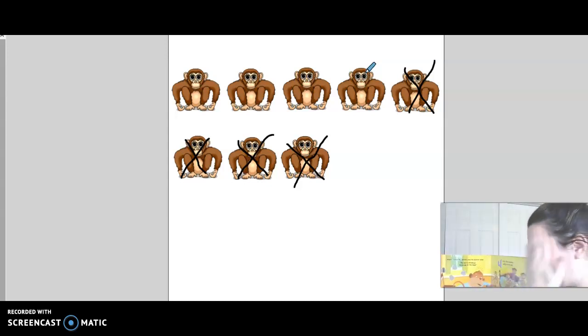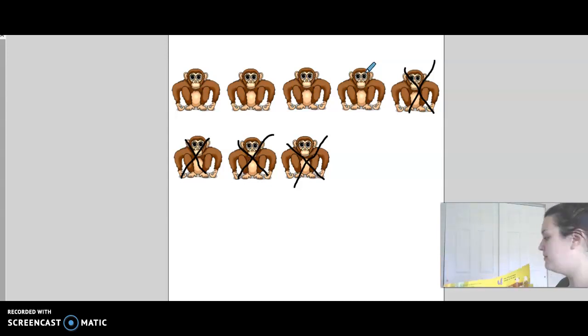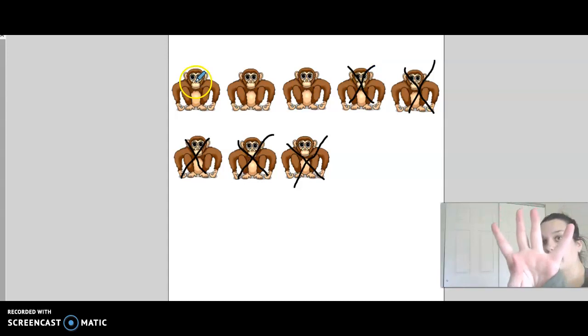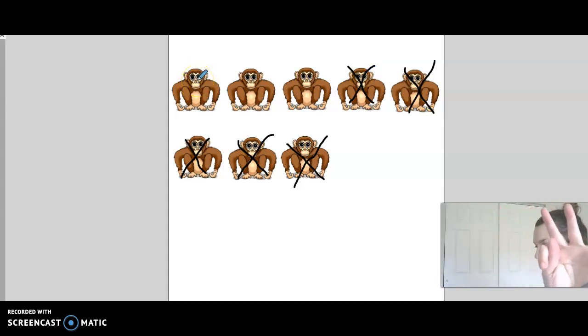One fell off and bumped his head. These monkeys are so unsafe. So we had 4. We took one away. Now let's count our fingers. 1, 2, 3. Sorry, guys. 1, 2, 3. And let's check our picture. 1, 2, 3. Let's see if we're right.